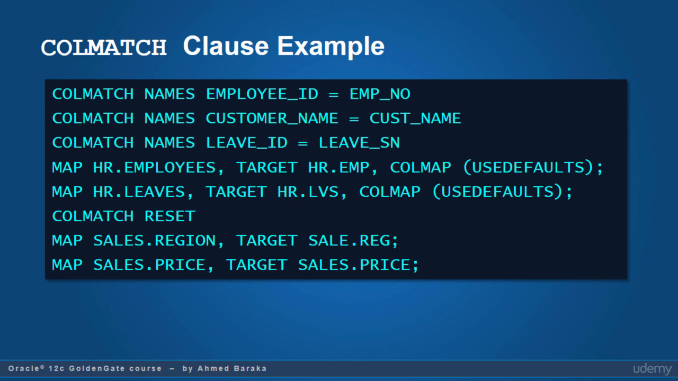If the employee ID column exists in the leaves table, it will be mapped to the column emp number in the leaves table on the target database side. In brief, the set of global column mappings you define at the top will apply to all the table mappings that come after. Notice the COLMATCH RESET parameter. This parameter turns off the global column mappings for the table mappings that come after that parameter. Therefore, the tables region and price will not follow the global column mappings.